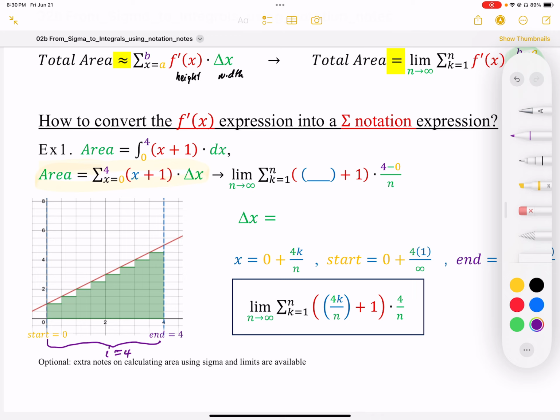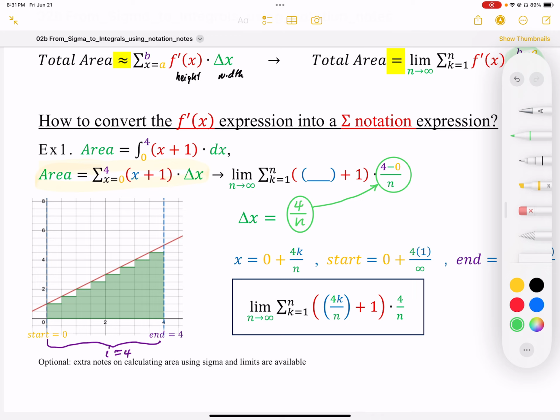And we can work out our delta x value by taking that interval width of 4 and dividing it by n. So you can see that this expression then is going to show up in our sigma notation. So this part here represents our delta x. We also then need to have an expression for the height, or the f of x part. So we know that the f of x is going to be x plus 1. So we need to change that x expression in terms of n.